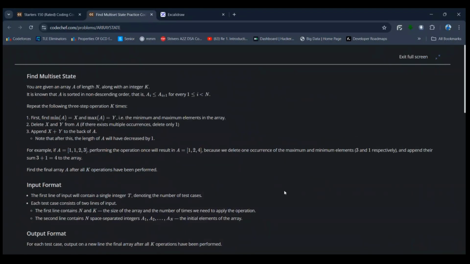Yes. So this is the first question. The first question says that you are given an array A of length n along with an integer k. It is known that A is sorted in non-descending order, basically non-decreasing. That is, A_i is less than or equal to A_(i+1) for every i. So you have to find the minimum of A and the maximum of A.